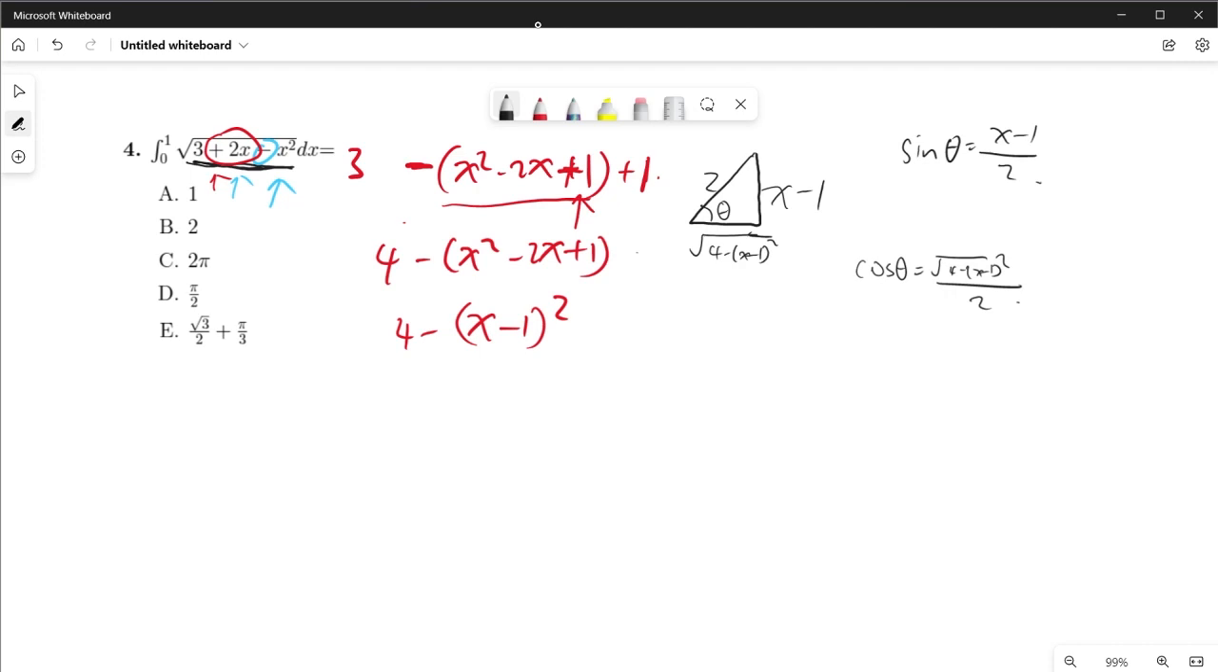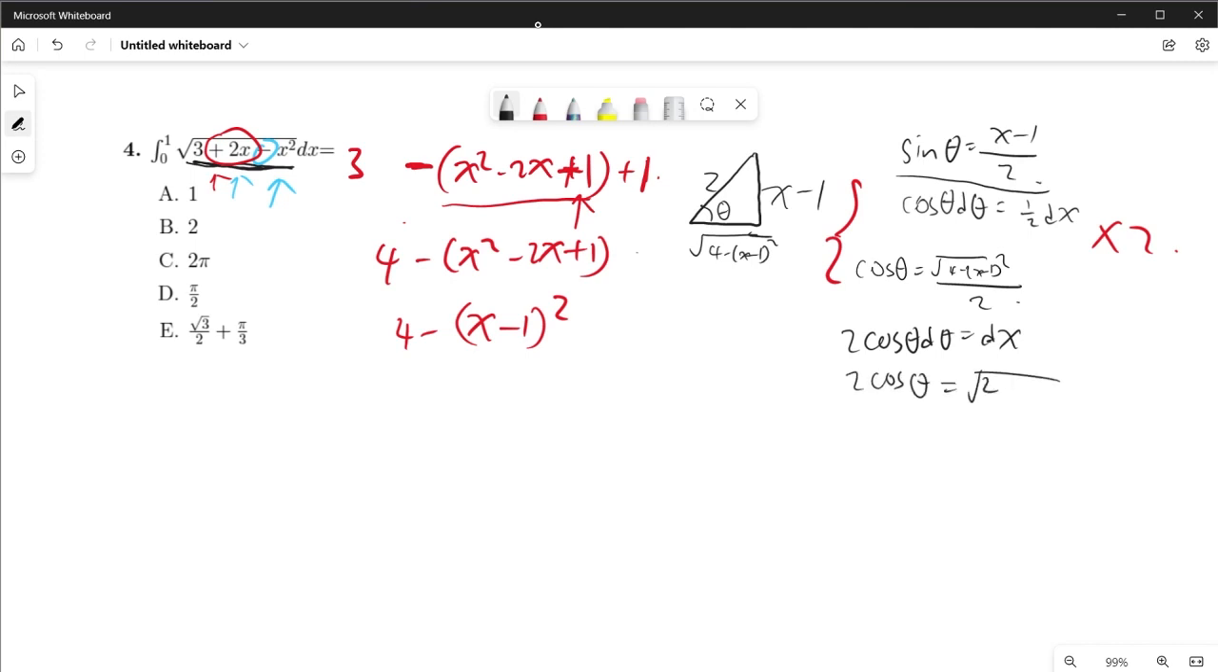And then we can take the derivative of both sides with the sine x, then it's cosine theta d theta would be 1/2 dx, right? If I multiply both of these equations by 2, then I have, for the top one, 2 cosine theta d theta equal to dx. That I can just plug in for dx in the original equation, and then I have 2 cosine theta equal to the square root bit.